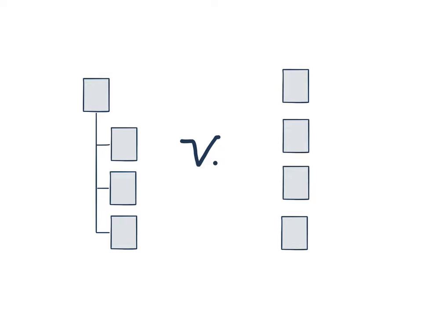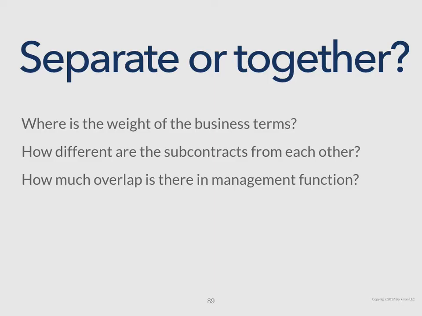So the question is, are those subcontracts managed within the master contract record, or is each subcontract managed separately on its own? We're asking this: do we link them together, or do we manage them separately? And that separate or together question really depends on you and your organization. And you could ask yourself these three questions.